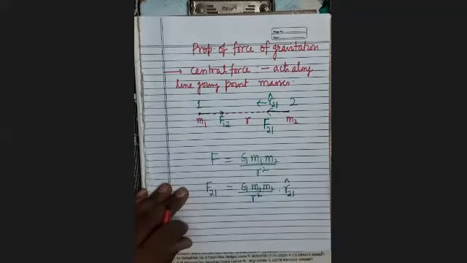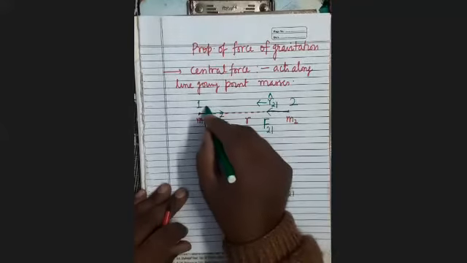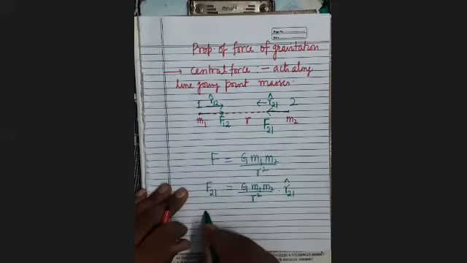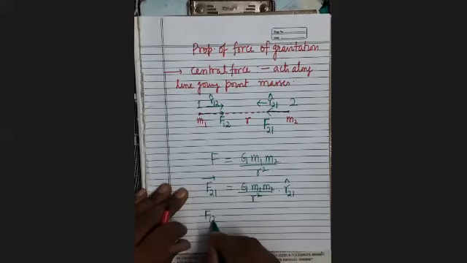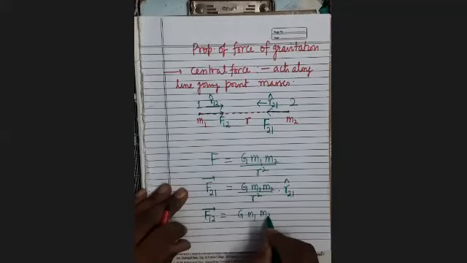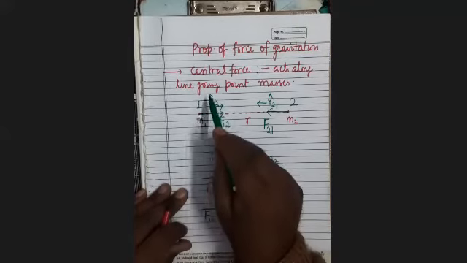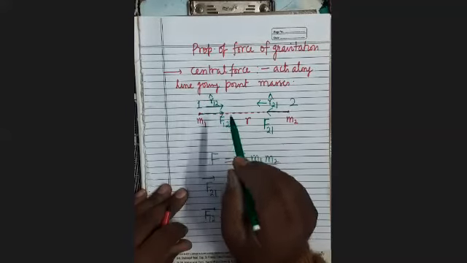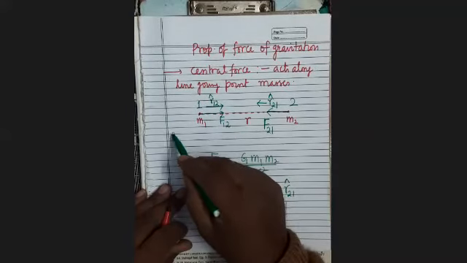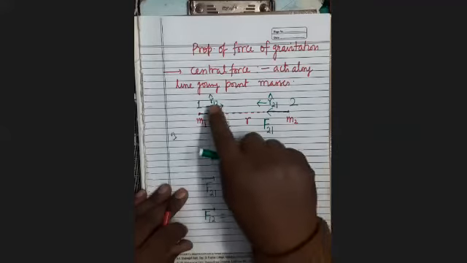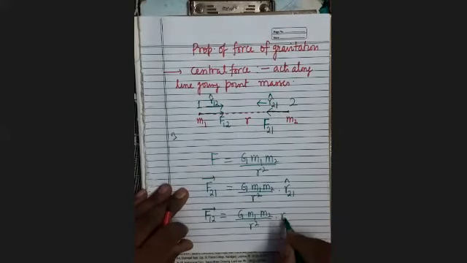We can represent it as F12, and it is acting in this direction. This we have denoted by the unit vector r12. So vector F12 will be G m1 m2 upon r square. This is the magnitude. Direction you can provide by using a unit vector. Unit vector means a vector of one magnitude, 1 unit. When you multiply with 1, there will be no change in the value, but it will provide the direction. So it will be unit vector r12.